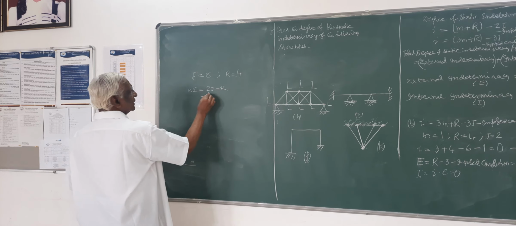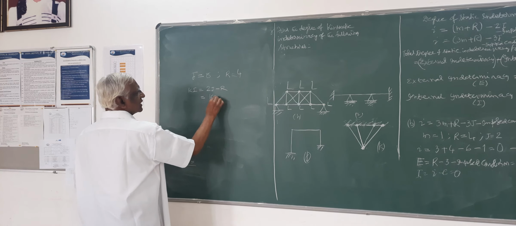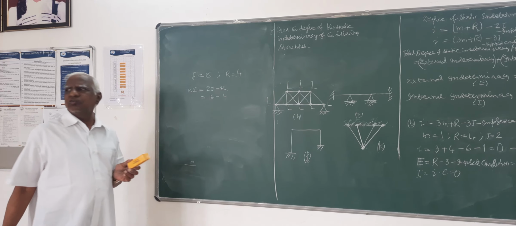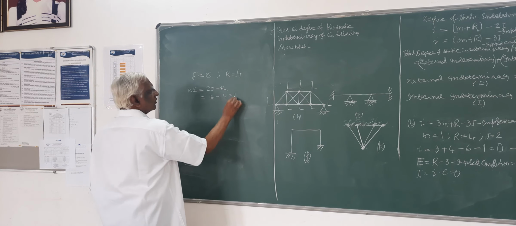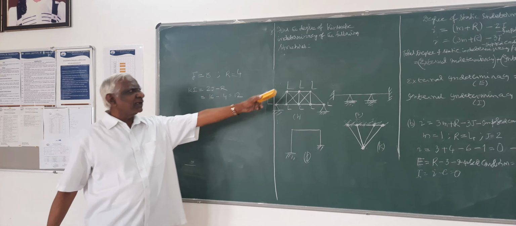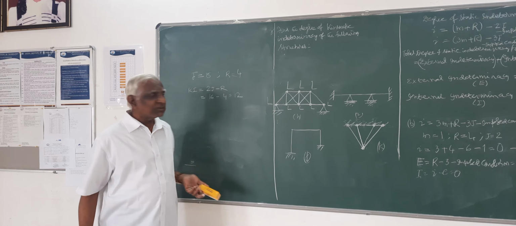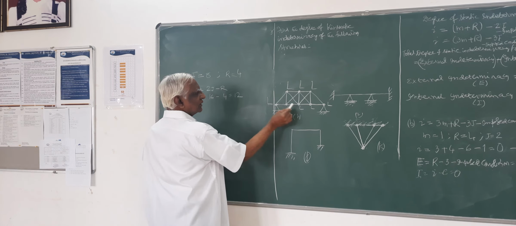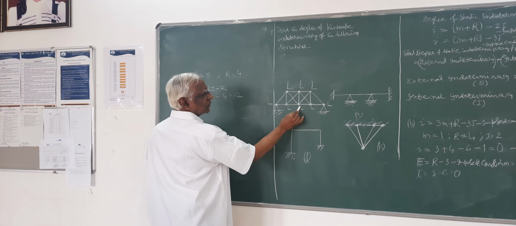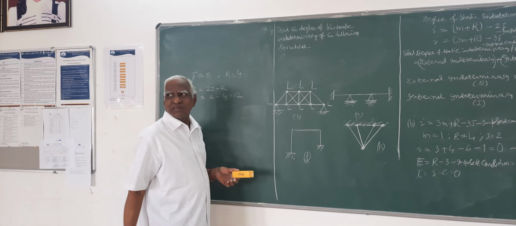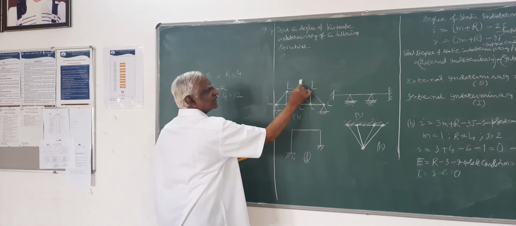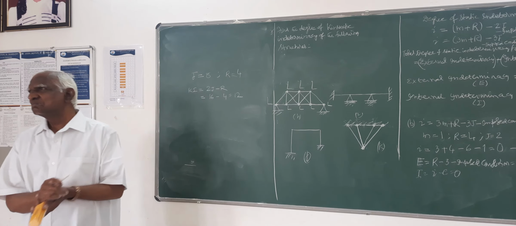So here this is 2 into 8, 16, minus 4. It is 12. So kinematic indeterminacy is 12. Which are those 12? Here 2, 6. Here 6, 12.